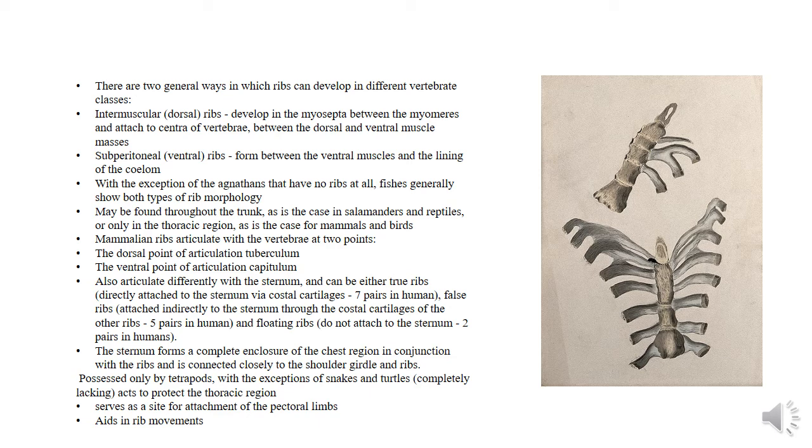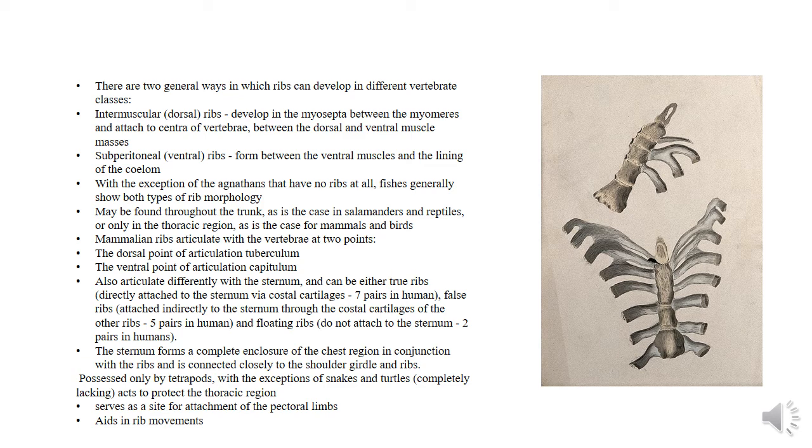Mammalian ribs articulate with the vertebrae at 2 points: the dorsal point of articulation, the tuberculum, and the ventral point of articulation, the capitulum. They also articulate differently with the sternum and can be either true ribs, directly attached to the sternum via costal cartilage, 7 pairs in human; false ribs, attached indirectly to the sternum through the costal cartilage of the other rib, 5 pairs in human; or floating ribs, which do not attach to the sternum, 2 pairs in human.